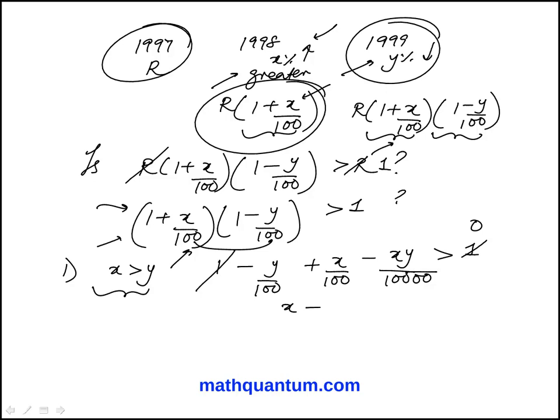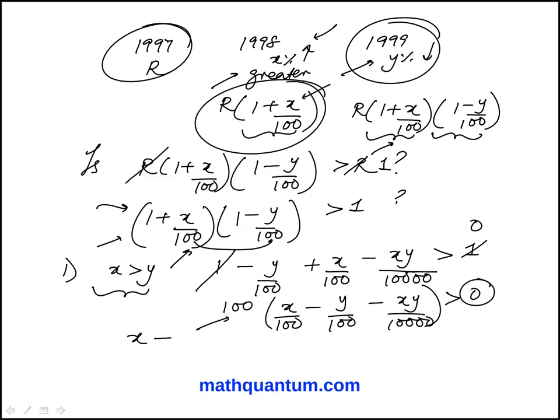So we have x over 100 minus y over 100 minus xy over 10,000, greater than 0. So I'm going to multiply both sides by 100. This is 0, so it remains 0. So this would become x minus y minus xy over 100, or is x minus y greater than xy over 100? So that's really the original question, now reduced to that.